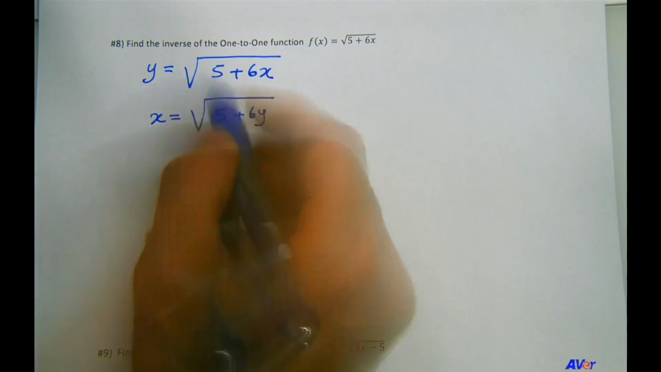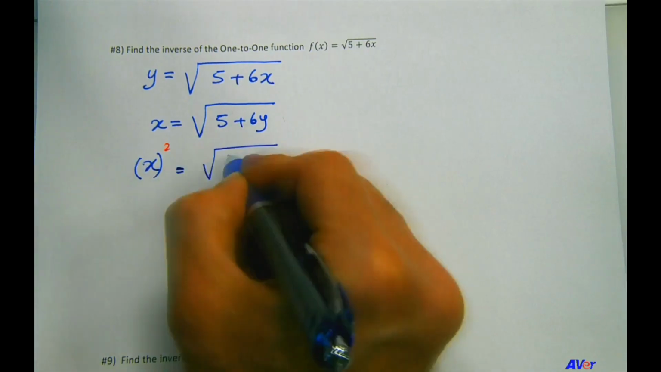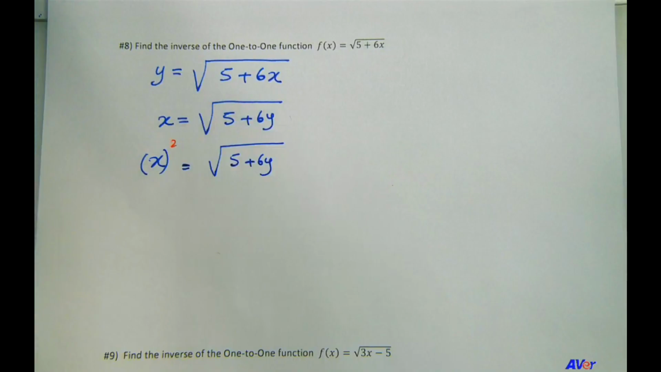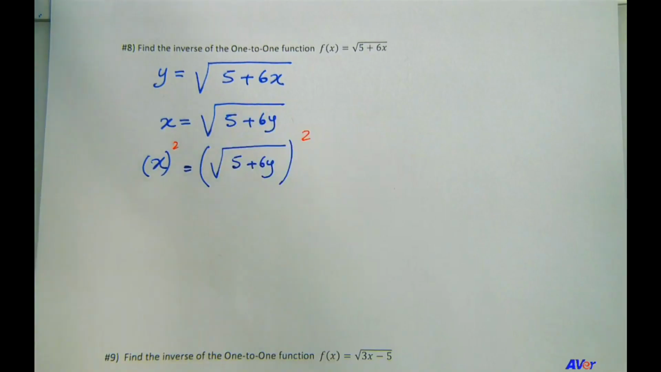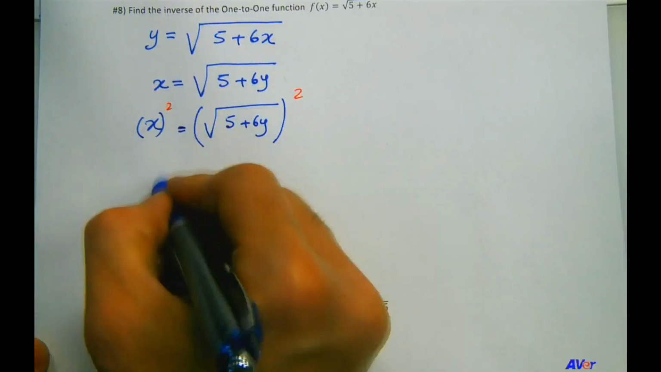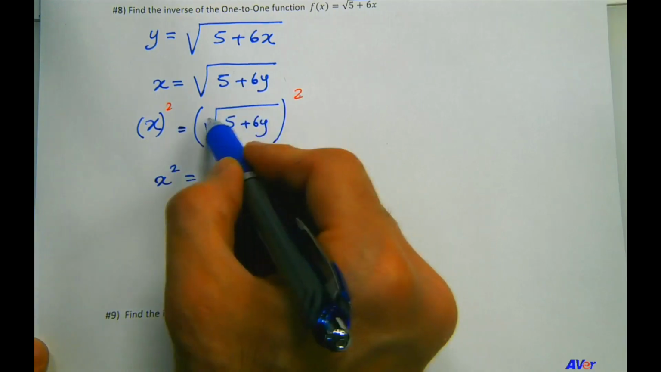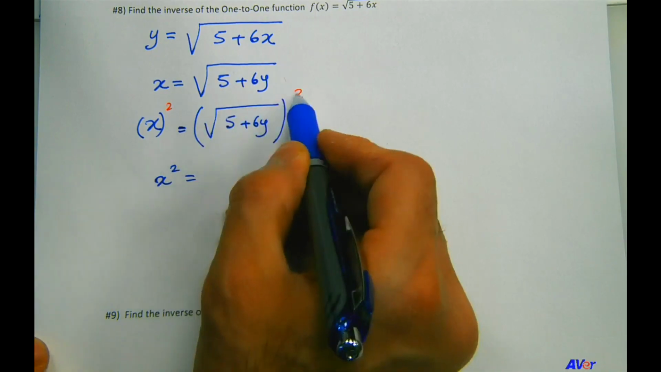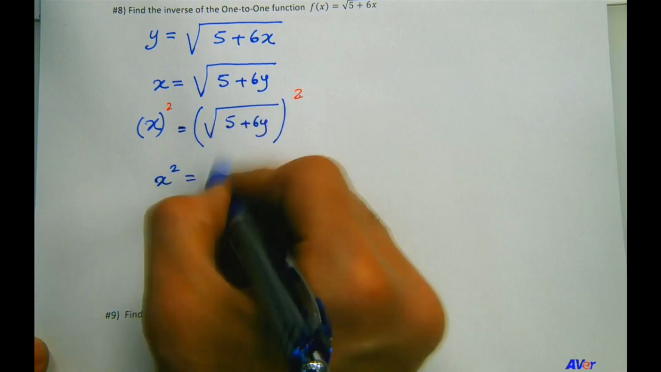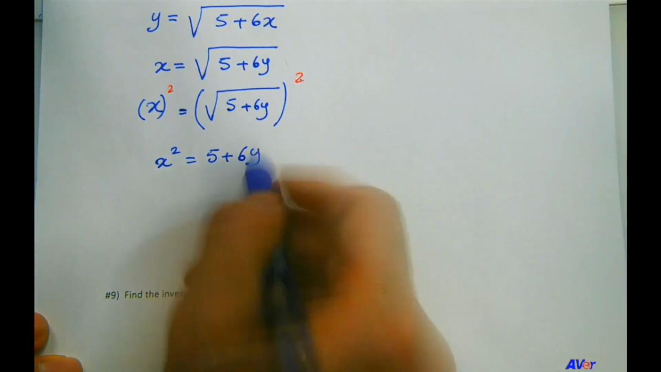How do we ungroup this? We square both sides. So x squared, and then the square root of 5 plus 6y, also squared, right? So on the left, we have x squared. On the right, this 2, and the index of this radical expression is blank, which means by mathematical convention, it is 2. So this power and that index cancel each other. Instead, we have 5 plus 6y. Okay? So now we're solving for y.